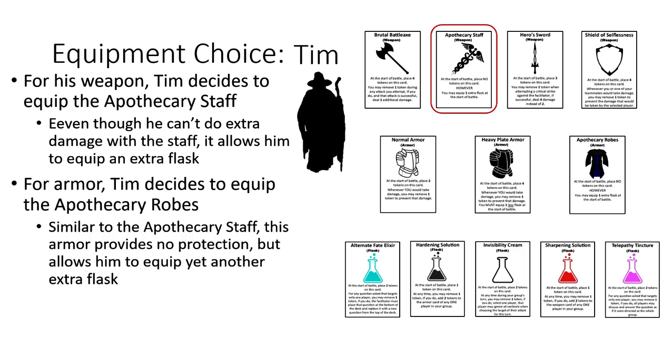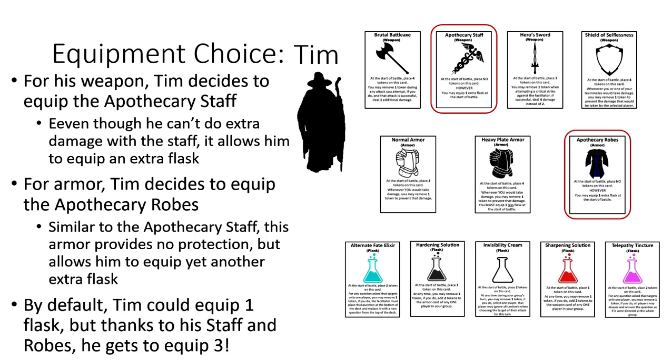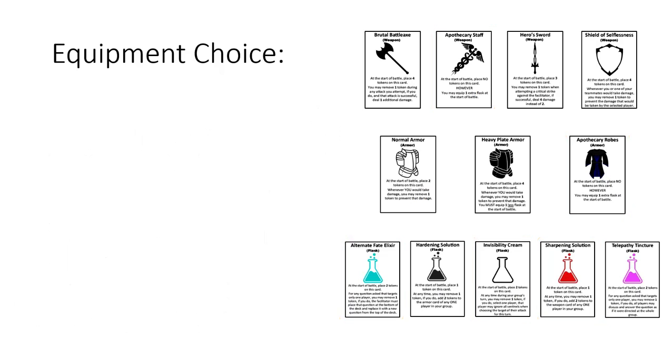So not only is he going to take the Apothecary Staff, he decides, I want to take the Apothecary Robes too. So he's going all in on the flasks, although he is foregoing the ability to defend himself with armor by doing so. So by default, Tim could only equip 1 flask, but now that he's equipped the Apothecary Staff and Robes, he actually gets to equip 3. So he's sort of doing this jack-of-all-trades, flexible utility sort of role within the team by doing this.